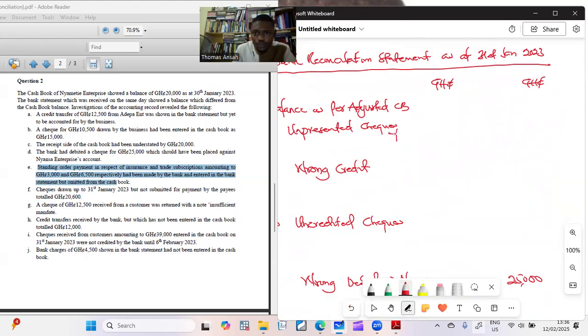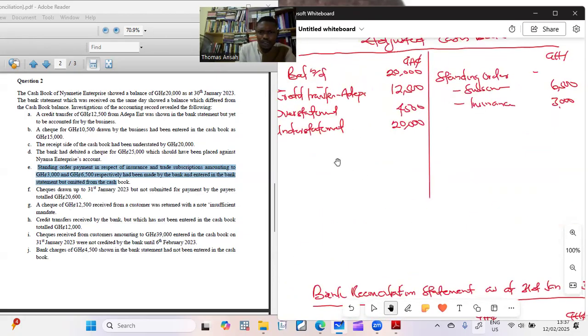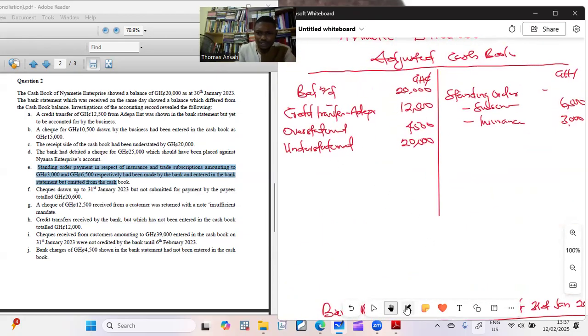So we were not given the name. It says payees, and it is 2,600. Then we have a check of 12,000 received from a customer was returned with the note insufficient mandate. So when we received the money, what did we do? We debited our account, right? Now that it has returned, we need to remove it.